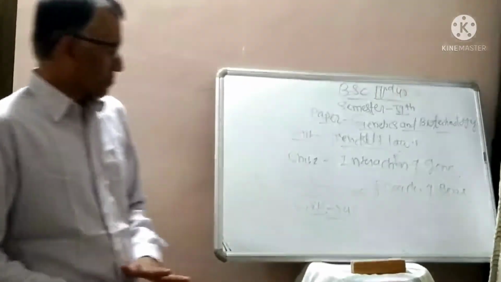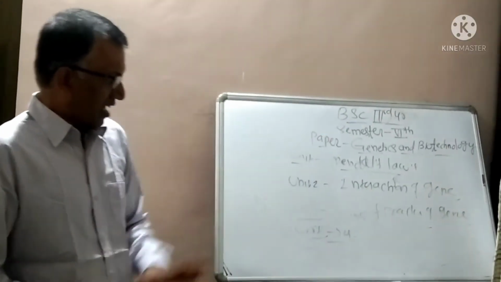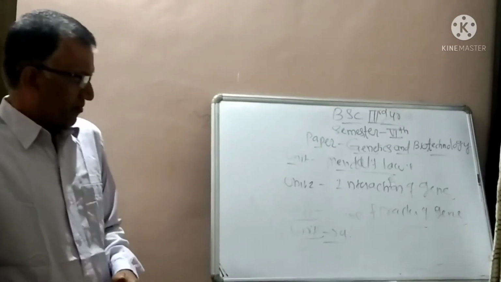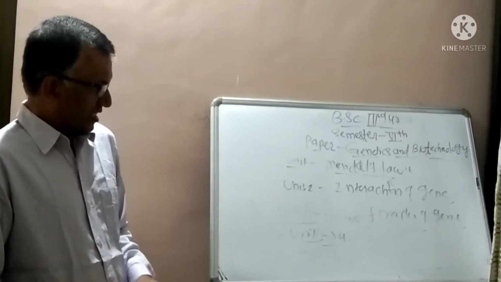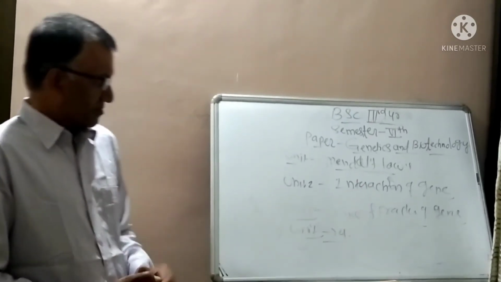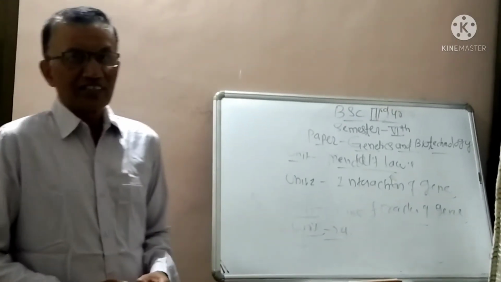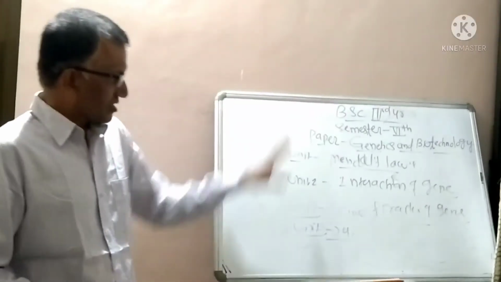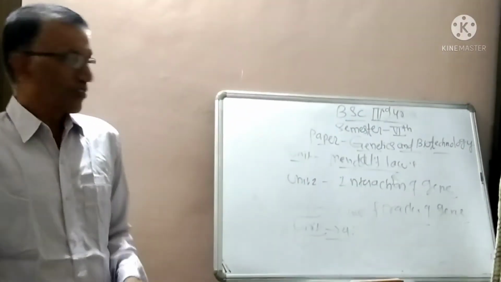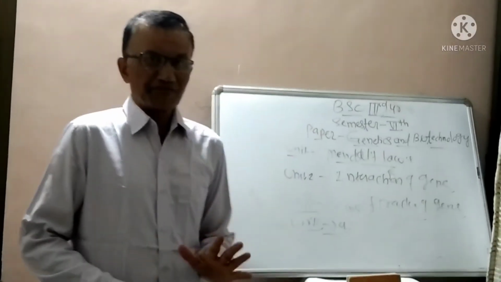In genetics: Mendel's law, interaction of genes, fine structure of genes and gene-related diseases, and sex-linked inheritance. These are the four main chapters concerned with genetics.